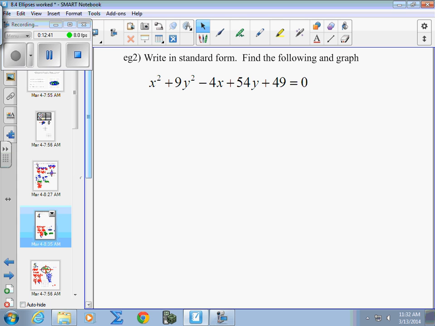The next problem asks you to write the equation in standard form. It is a little bit trickier. We know it is a conic section. We'll talk more about how to determine what type of conic section later. But once again, it's just like circles. We want to get all the x's together, all the y's together, and move the constant to the other side of the equation. So the first thing we're going to do is rearrange this and get x squared minus 4x plus 9y squared plus 54y.